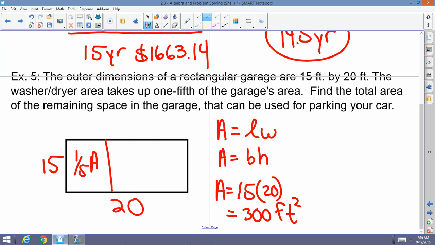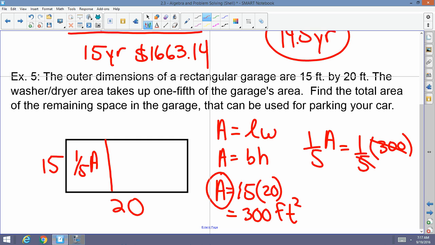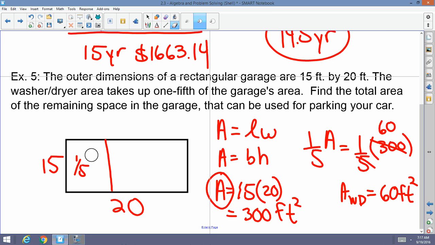I want to find now the area of the washer dryer area. So if my A is 300 and my washer dryer area is 1/5 of A, my washer dryer area equals 1/5 of 300, which is 60. So the area of the washer dryer area is 60 square feet. So this is 60 square feet.